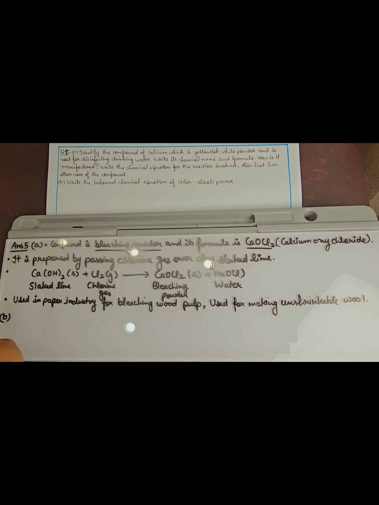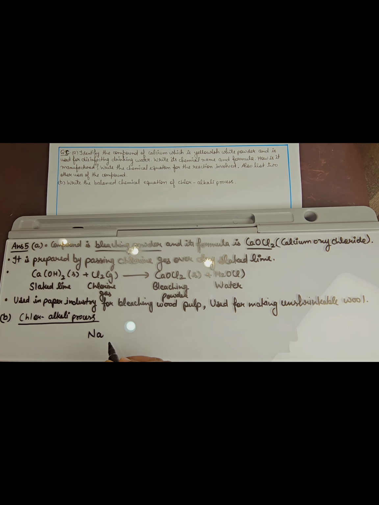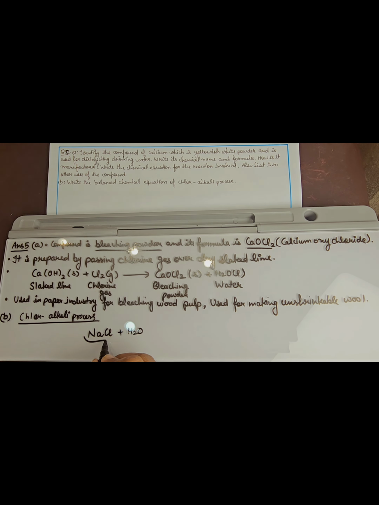In B part, they are saying, write the balanced chemical equation of chlor-alkali process. So students, chlor-alkali process, you must have studied that it is used in the making of caustic soda, which is NaOH. So for the chlor-alkali process, what are our reactants? We take brine. Now, what is brine? Brine is a concentrated aqueous solution of NaCl. So you will take NaCl and you will dissolve it in water. This combination is known as brine.